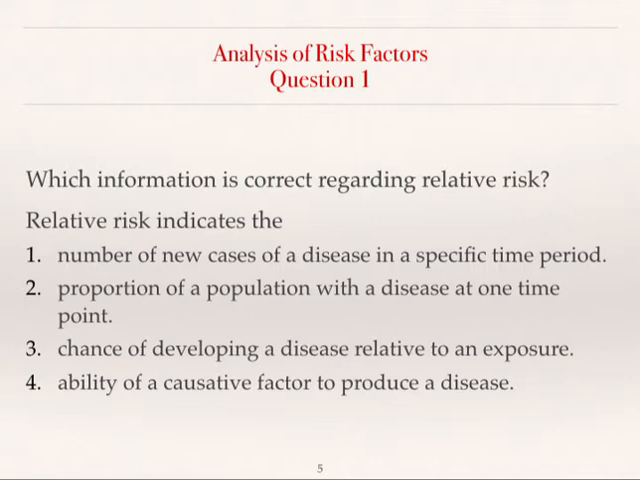New cases, that would be number 1, referring to incidence. When we're looking at a proportion of a population with the disease at one point in time, that would be prevalence. The ability of a causative factor to produce a disease is pathogenicity. So you can take a look at this. It's pretty straightforward.